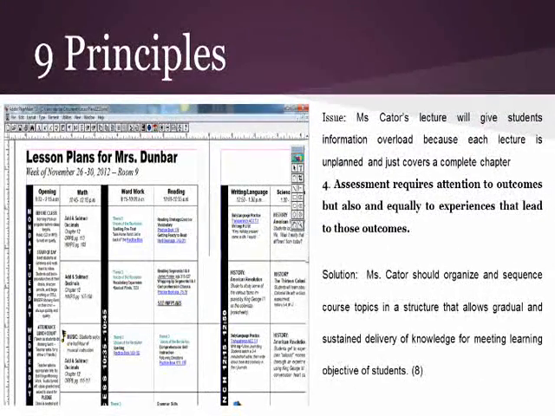The fourth principle is assessment requires attention to outcomes but also equally to the experience that led to those outcomes. The issue is content is squeezed into lectures, which means that in one lecture one chapter is completed and it's pretty heavy. There's too much information for a student to digest in one setting.